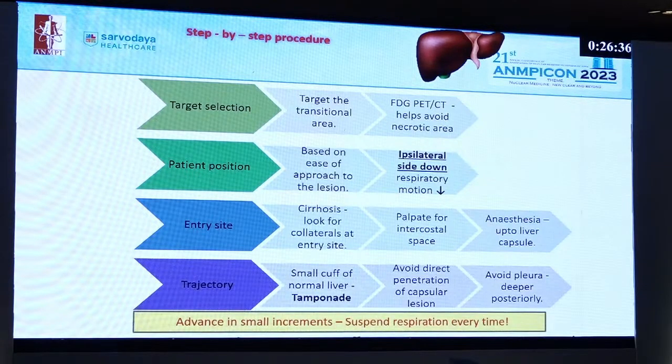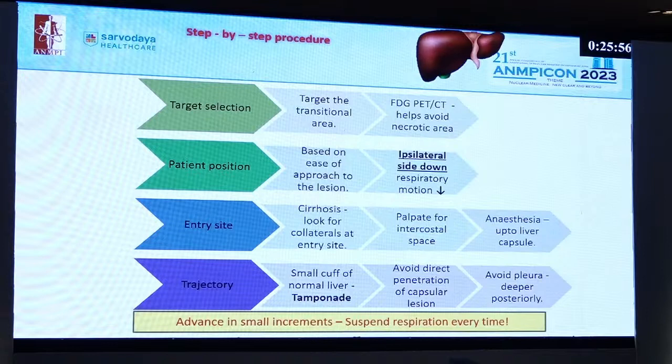So the next step is trajectory. We have to plan the trajectory. While approaching the lesion, we have to take a small cuff of normal liver tissue to avoid bleeding. So the normal liver tissue will act as a tamponade, and there will be less chance of bleeding. So always have normal tissue in the trajectory, which will avoid unnecessary complications and avoid direct penetration of the capsular lesions. And always avoid the pleura when you are approaching posteriorly, because that will lead to unnecessary complications. Advance in small increments. Never go in one go.